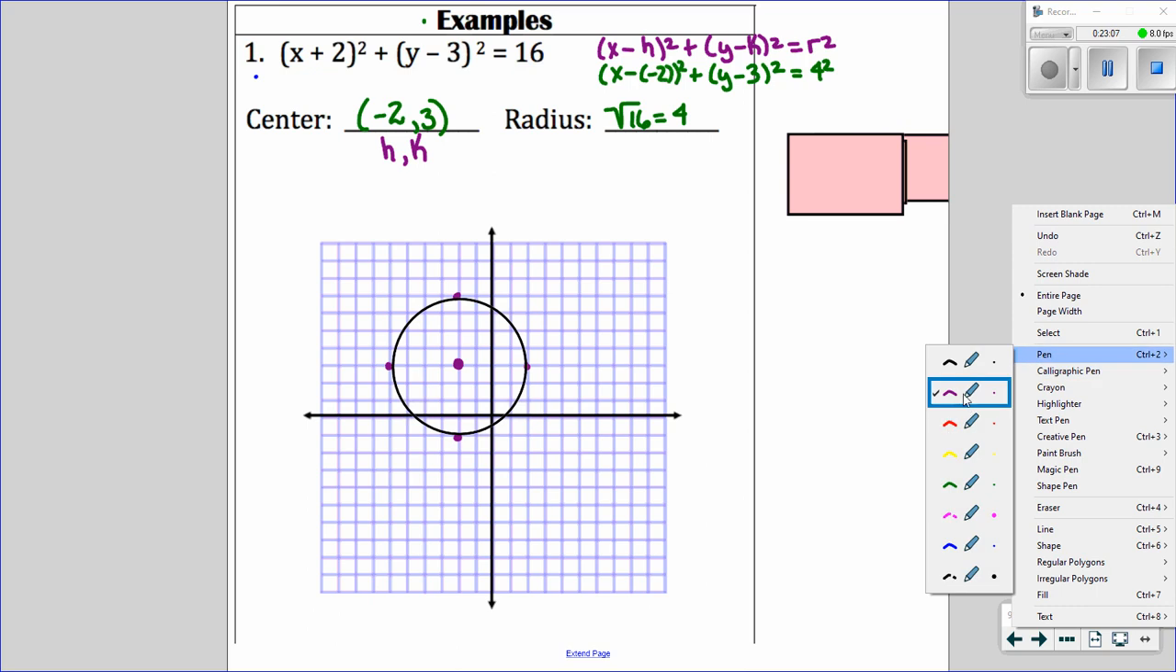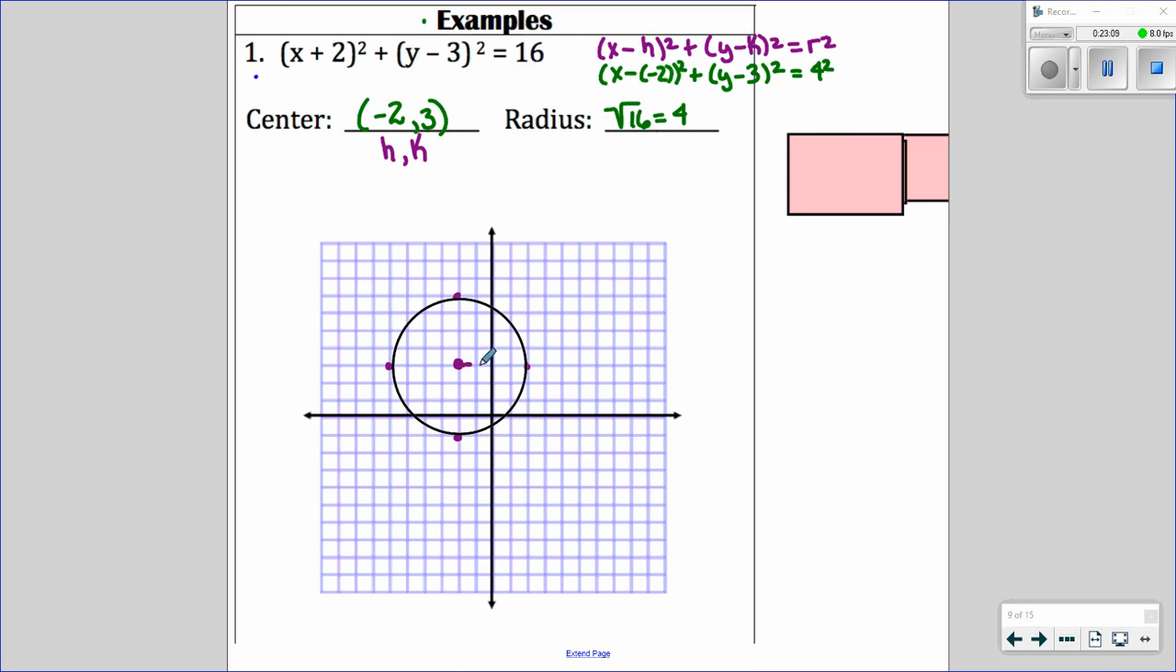And I'll put the radius. My radius is 4, so that means all around it's 4. There you go. So remember, write the standard form first in order to pull out the center.